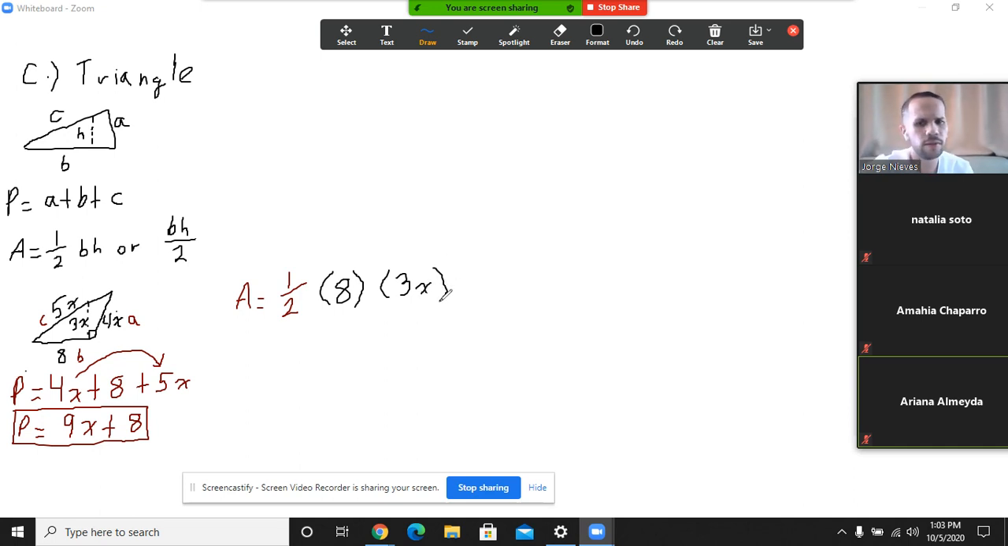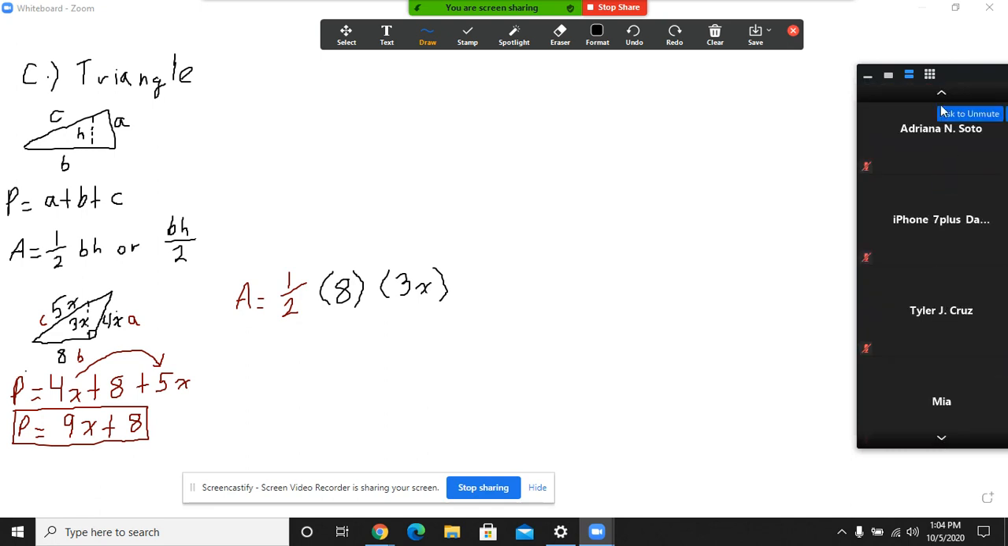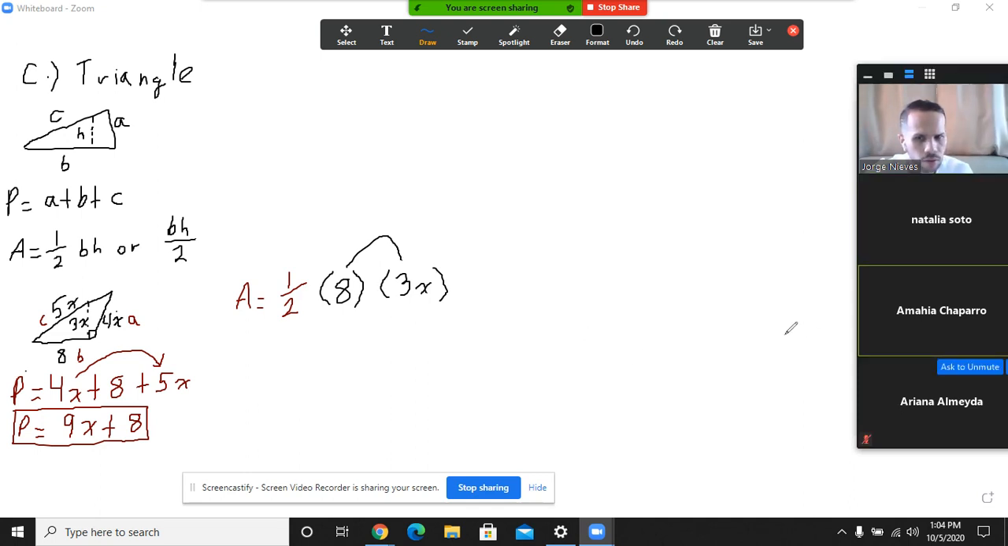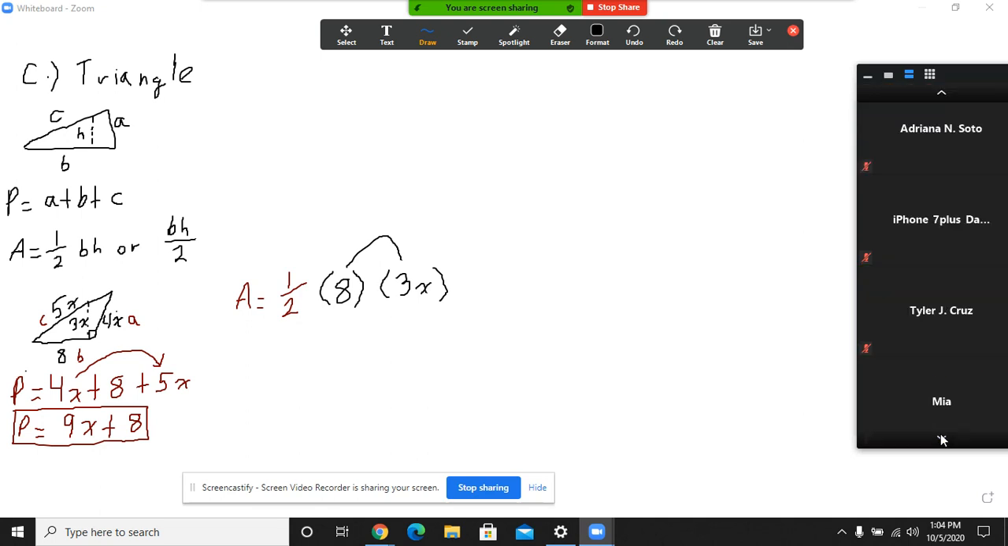Can we multiply 8 times 3x? Can someone tell me? Sí, ¿por qué? Porque ahí los like terms no aplica, ¿verdad? No es lo mismo suma de like terms que multiplicación de like terms. Since I am multiplying this, I can multiply them. Pero si hubiera sumado eso, ¿se podía hacer algo? Si hubiera tenido 8 más 3x, ¿se podía hacer algo, estudiante? No. Pero since I am multiplying and you know your algebra, we can multiply that.